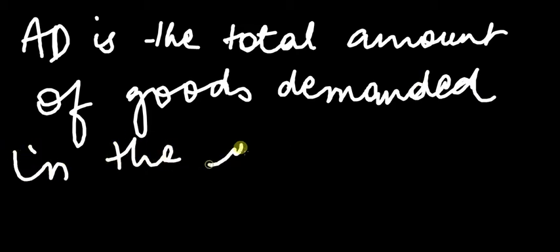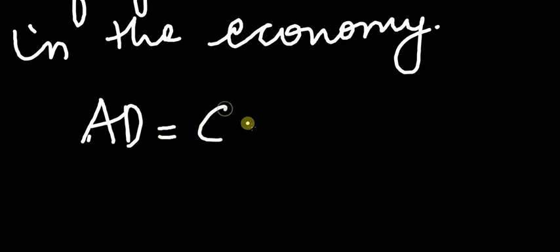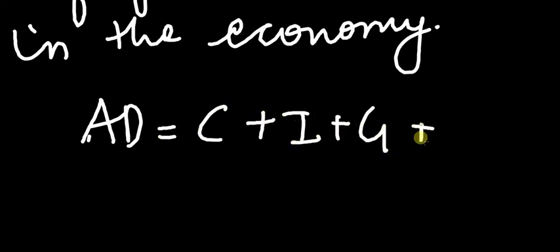So what is aggregate demand? Aggregate demand is the total amount of goods demanded in the economy. AD has mainly four components: C, I, G and NX.